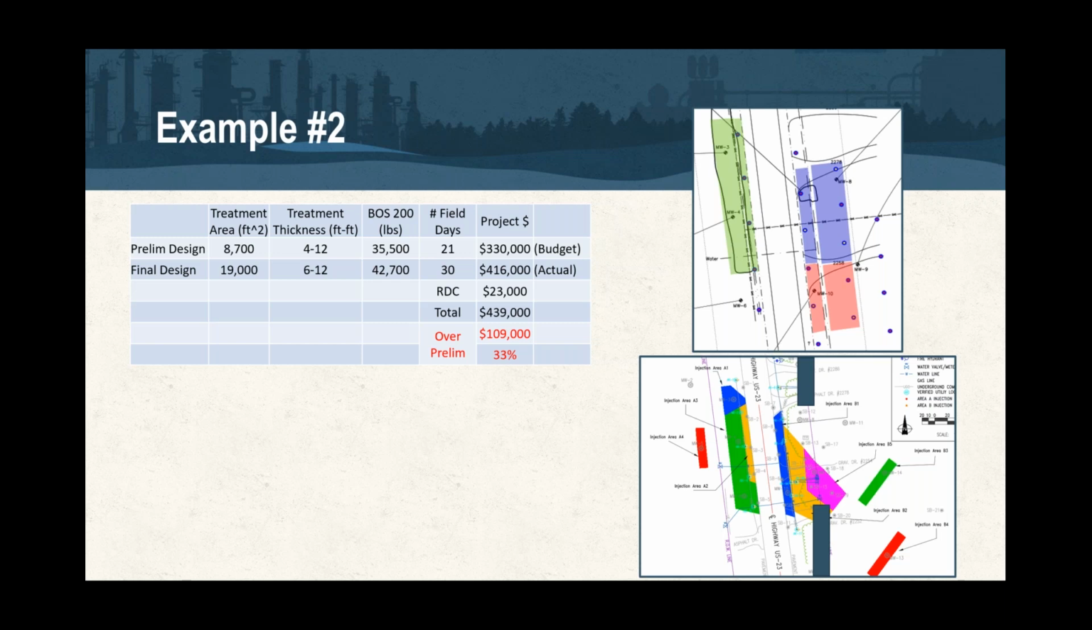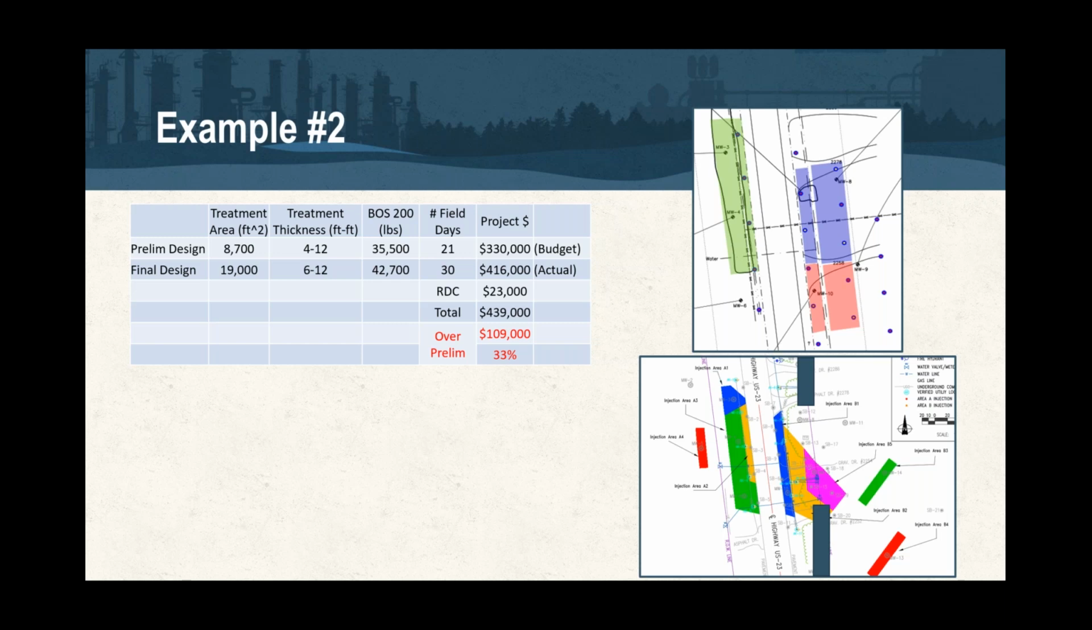Field days were higher, as you would expect, given that treatment area increase. So the actual cost was higher when you add the RDC. We came in $109,000 over budget, over the original preliminary design. However, doing all of this initial characterization and this additional remediation work on the front end is going to shorten the overall lifetime of this project, because you would have had to come out as they sunk wells, and that's kind of eliminated that iterative process all on the front end. That was all fueled by the RDC work that was done on the front end.